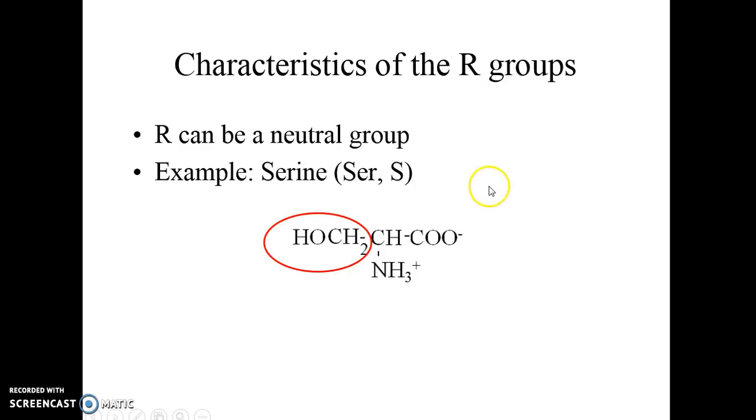The R group can be neutral. So here is a neutral side chain. The residue is just an alcohol, which is not an acid and not a base. Serine is the name of this amino acid, and it has the abbreviation Ser or just plain S.